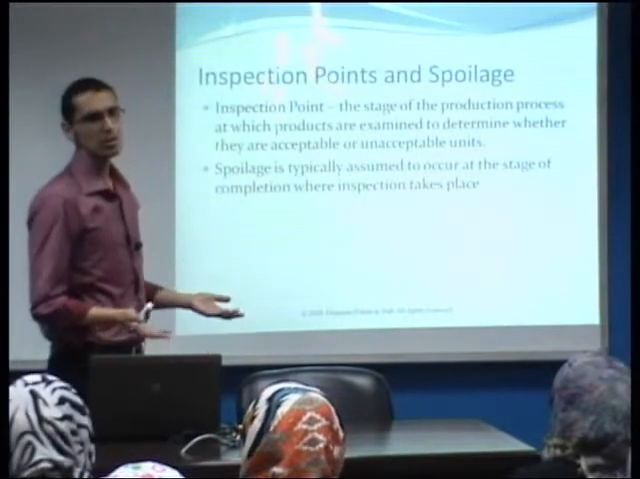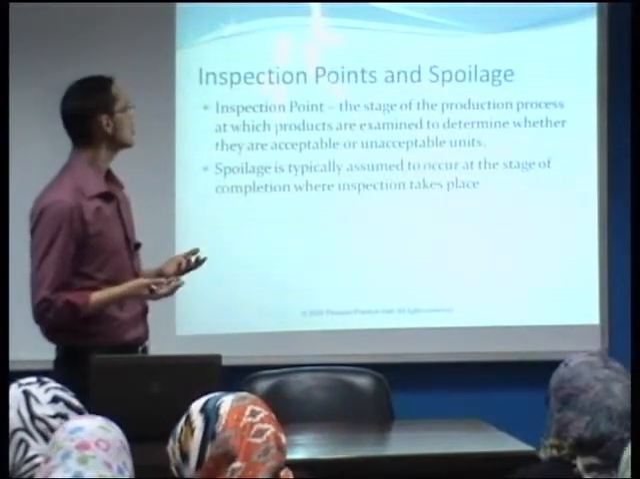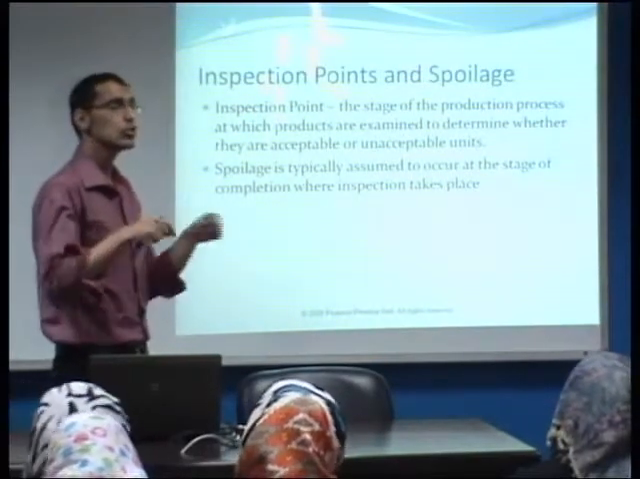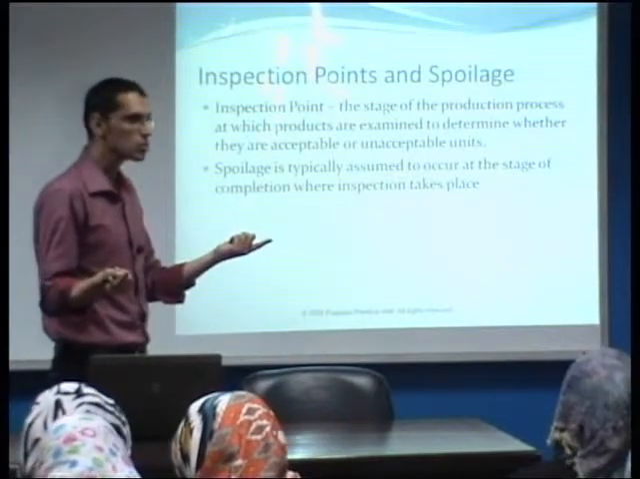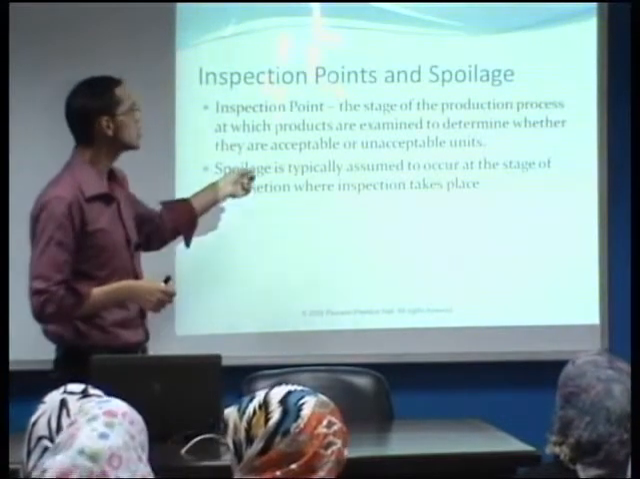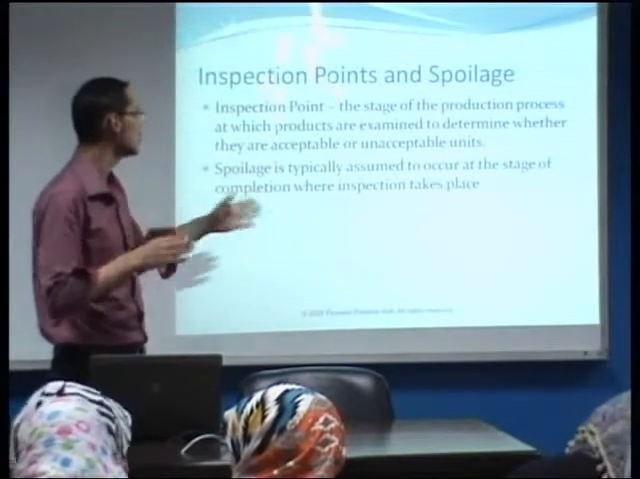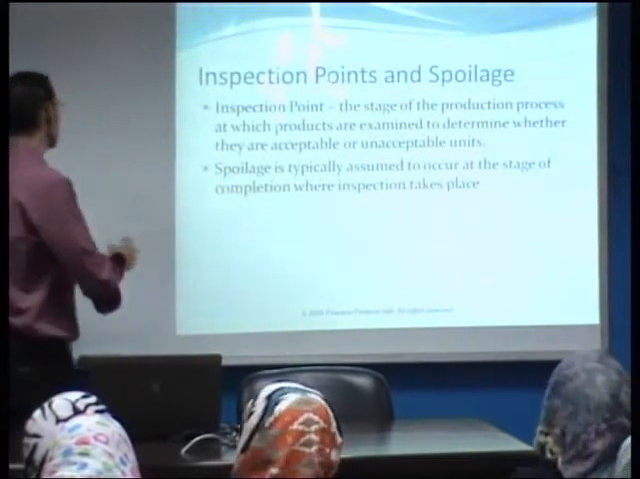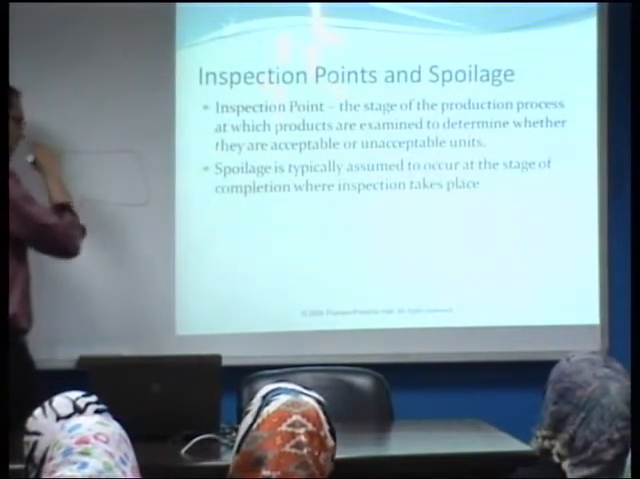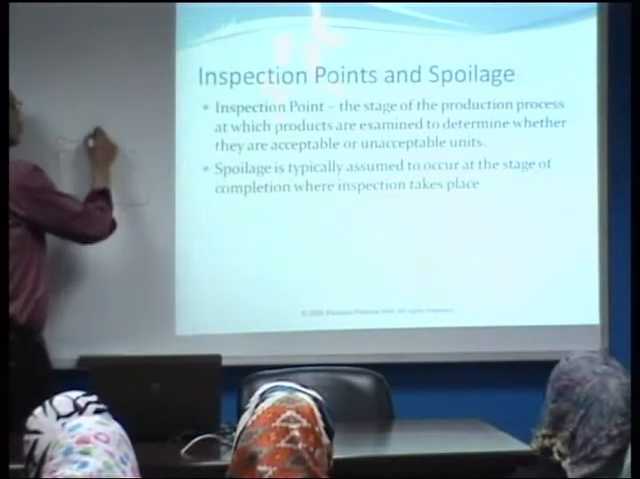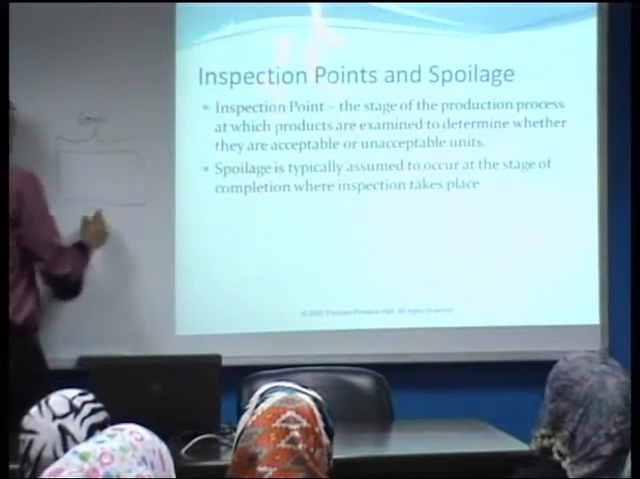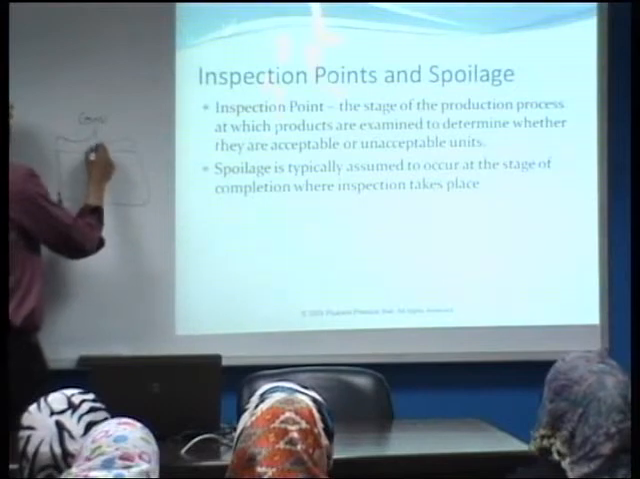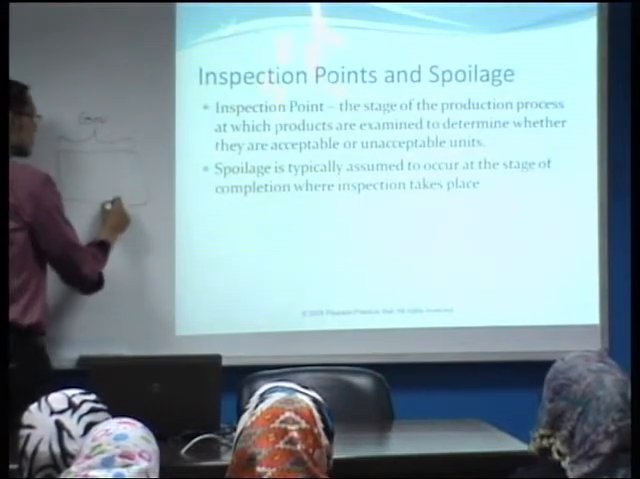What is the inspection point? As we said, it is the stage of production process at which products are examined to determine whether they are acceptable or unacceptable, whether they are good or spoiled. Spoilage is typically assumed to occur at the stage of completion where inspection takes place. This is a very important point. Let us consider an example. In the production process, of course, the conversion costs are added evenly. The direct materials are added at the beginning, for instance, and the inspection point is at 70%.